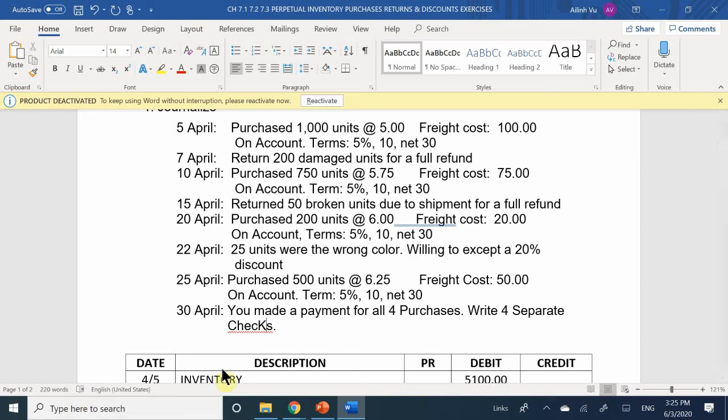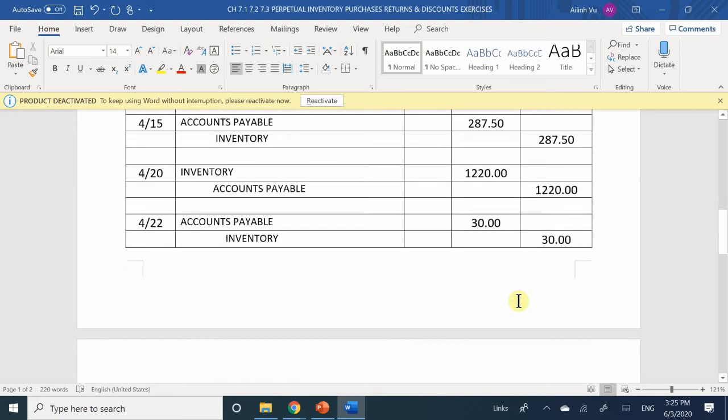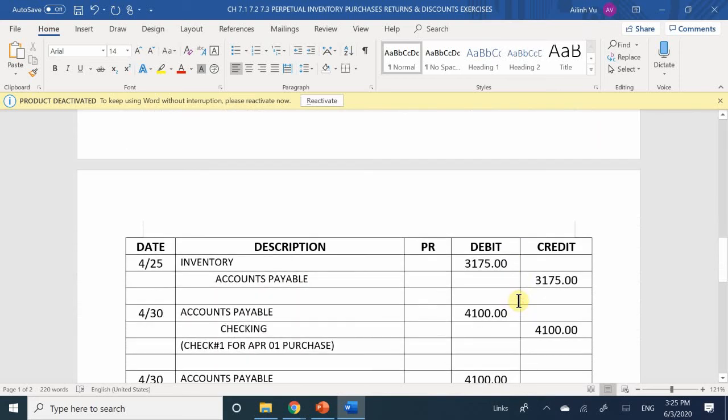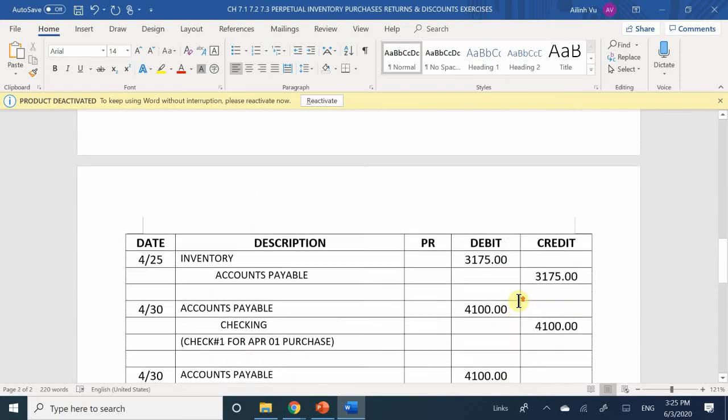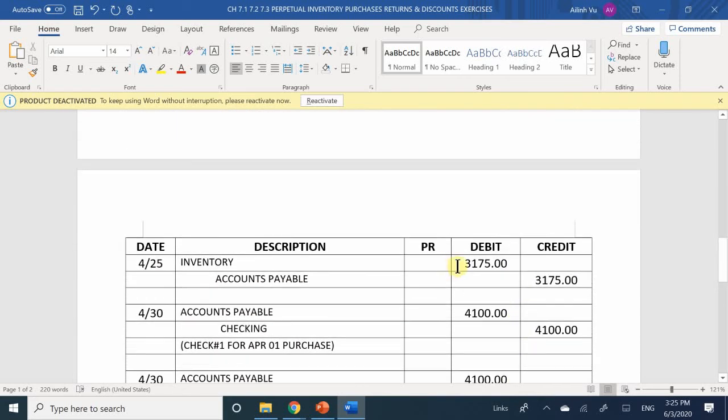Okay, so let's scroll down to the bottom for the 25th, I believe. 25th of April. So here we have $3,175 and we made our discount period. Did we return or do anything to this batch of coffee mugs? Wait, what do we got? Inventory. No, we didn't. So the safe assumption is we paid on time.